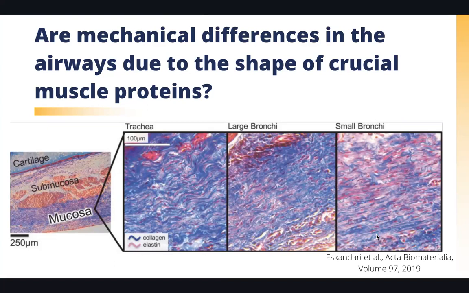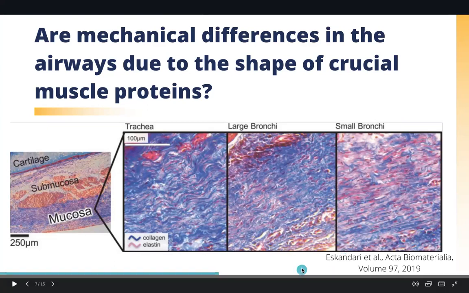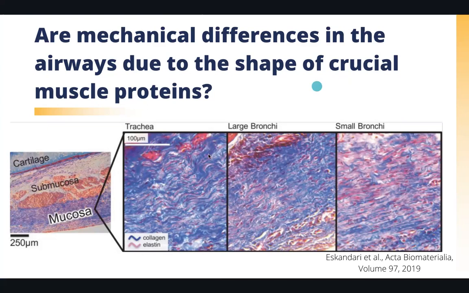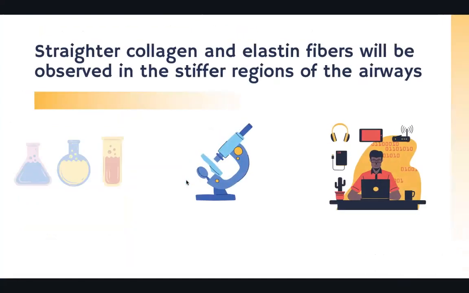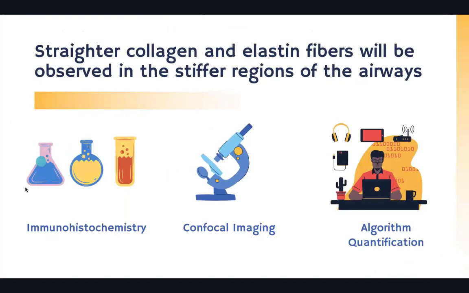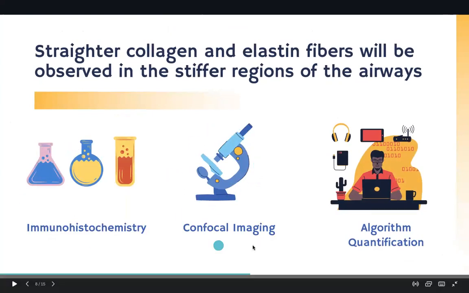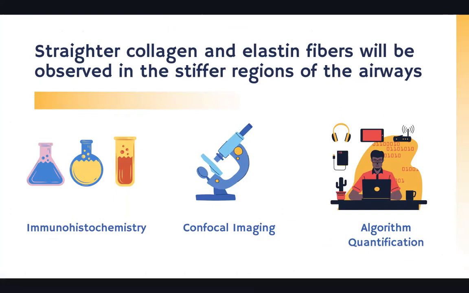So my project then shifted to actually quantifying this, quantifying waviness as well as the orientation of these fibers. All of my studies were conducted using porcine tissue. Currently I'm undergoing a 3-step process, which is fluorescent immunohistochemistry, then confocal imaging, and then using an algorithm developed by our collaborator, we are looking to quantify that waviness and that global orientation. My current hypothesis is that the straighter collagen and elastin fibers will be observed in those stiffer regions of the airways.